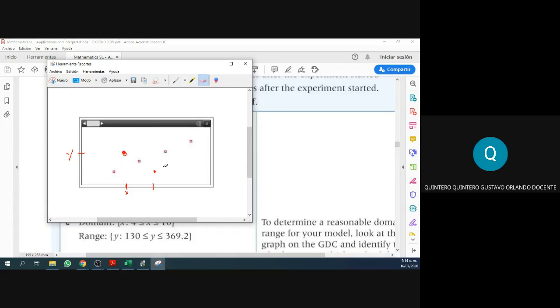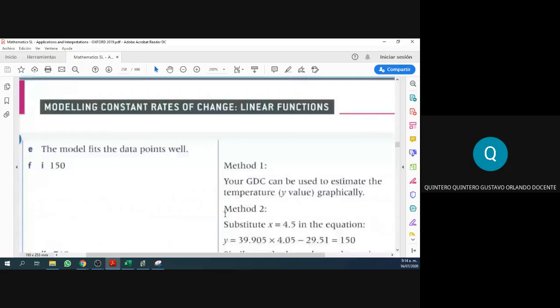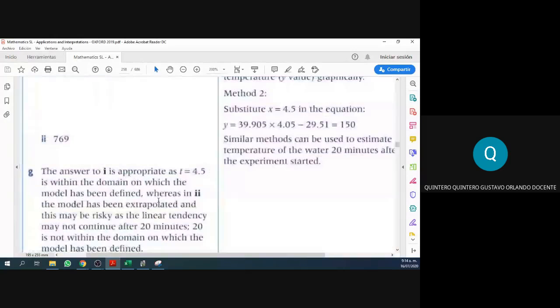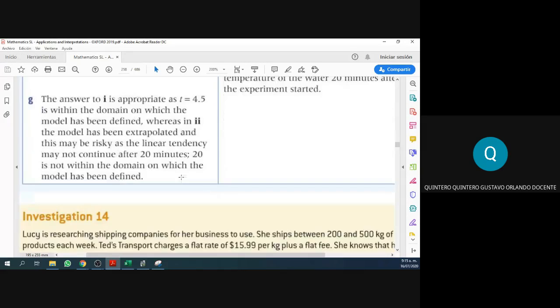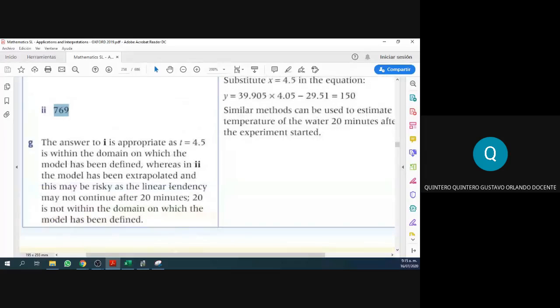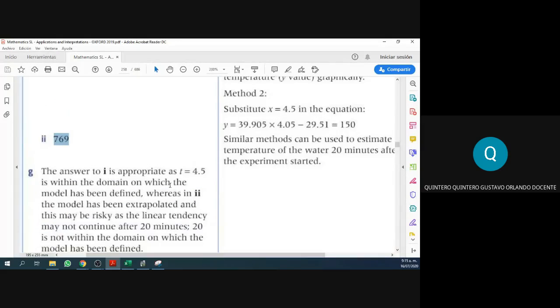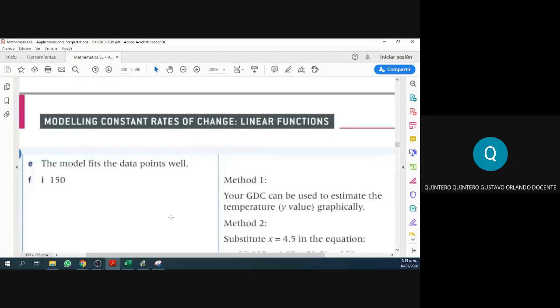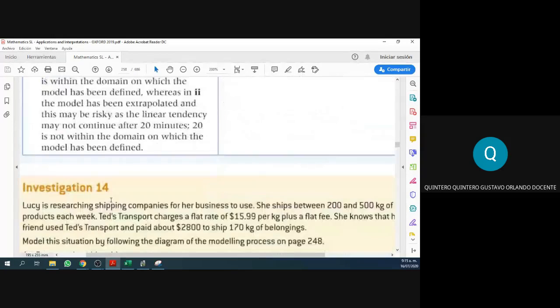Ok, entonces déjeme borrar todo esto. Bueno, pasemos acá. Risk of the tendency may not continue after 20 minutes. 20 is not within the domain on which the model has been defined. So extrapolating comes with a risk. It is up to you if you want to accept the results of the extrapolation or not. Sometimes extrapolating is good because you have enough trust in your model. Sometimes extrapolating is not good because you just don't believe your model. So that is the comment there, all right?